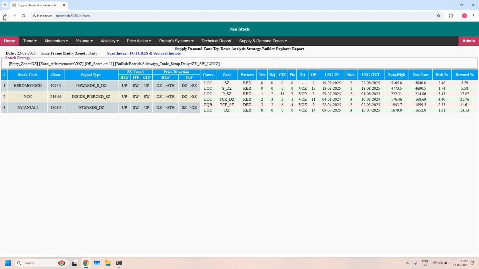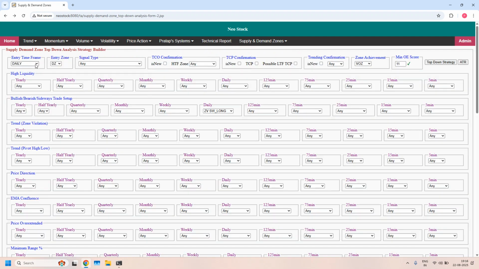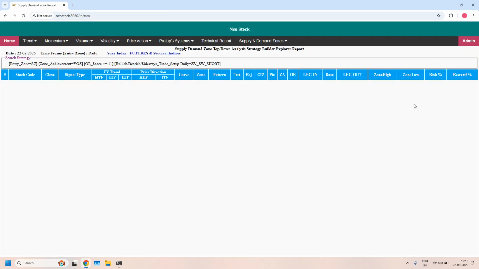Okay, next sideways short trade setup for monthly income trade. The changes are daily supply zone. Here sideways short. Let's filter. We don't have any sideways short trade setup supported stocks.